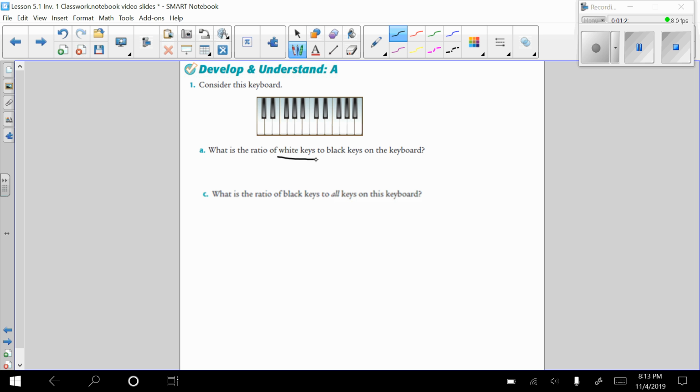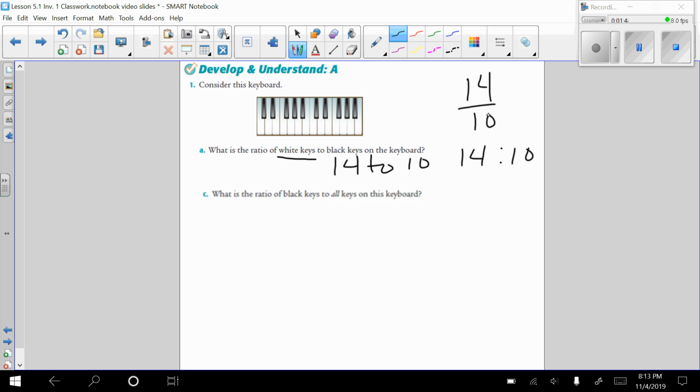So if we count up the keys there, we can see that there are 14 white keys and 10 black keys. That means the ratio of white keys to black keys is 14 to 10. Or, remember, we could write it 14:10. Or you could write it, which looks like a fraction, as 14 over 10. All of those mean the exact same thing.